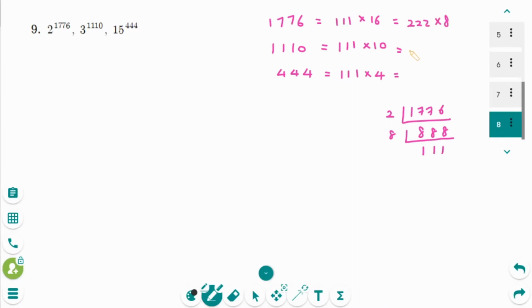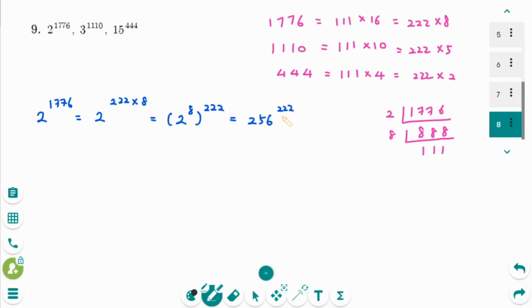222 times 8, 222 times 5, 222 times 2. Then there are no more common factors here. So 2 to the power of 1776 equals 2 to the power of 222 times 8. So we can rewrite as 2 to the power of 8 to the power of 222, which is 256 to the power of 222. Next one, 3 to the power of 1110 equals 3 to the power of 222 times 5. We can rewrite as 3 to the power of 5 to the power of 222, which is 243 to the power of 222.